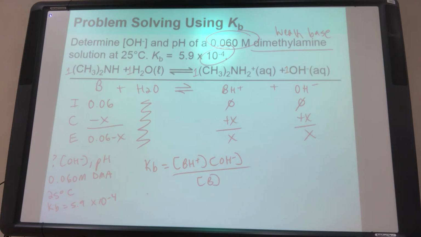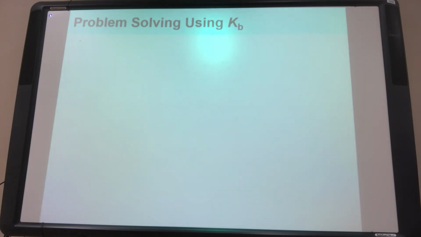Plug in the stuff, I get 5.9 times 10 to the negative 4 is equal to x times x divided by 0.06 minus x. See how it's very, very similar to the problem we just did, except we're talking about bases. That's the only difference, really. All right, so let's simplify that a little bit. 5.9 times 10 to the negative 4 is equal to x squared divided by 0.06 minus x.